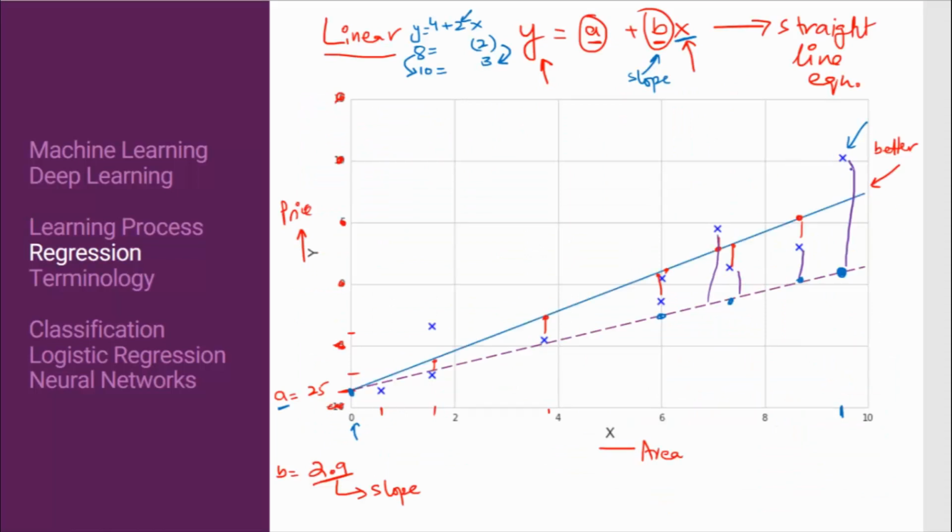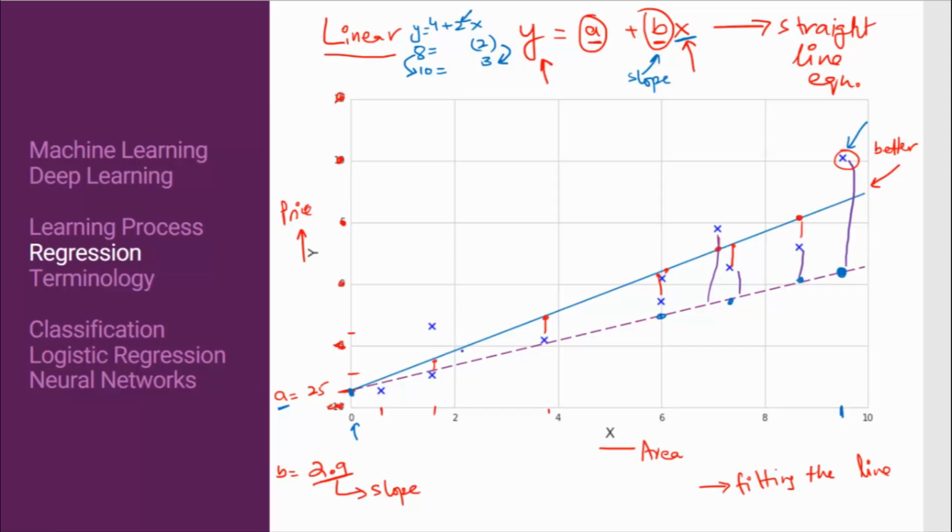It's better because these lines over here, the error lines, the difference between our prediction and what the real world data says, those are smaller, right? So the smaller the lines, the better the fit, right? So that's why we use the word fit over here. So we're fitting the line. So let's write that over here, fitting the line, or fitting the line over the data points.